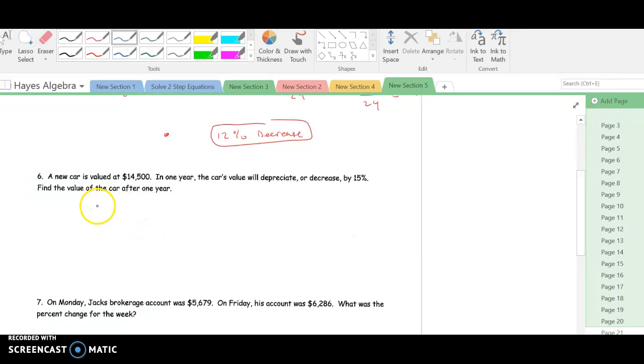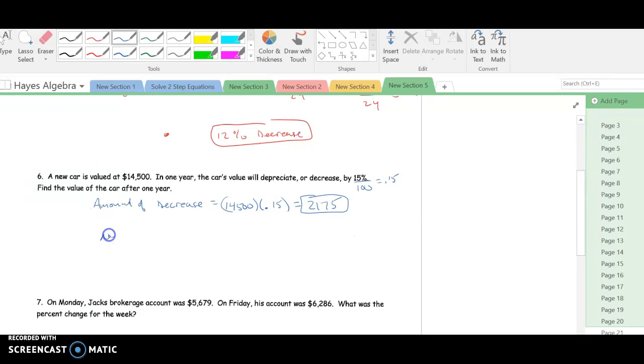Well, to figure out the amount of decrease, we take 15% of that amount. So 14,500 times the percent as a decimal. If I divide 15 by 100, I get 0.15. Now 14,500 times 0.15 will give you 2,175. The number one thing to remember here is this is the amount it went down. It's not the amount it's worth now.